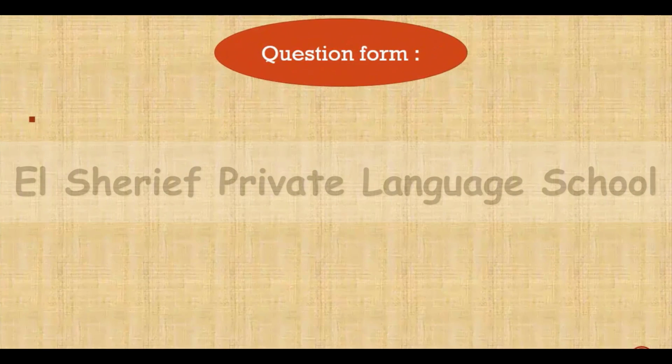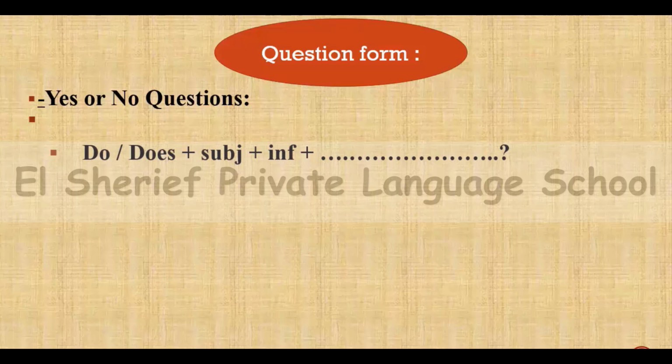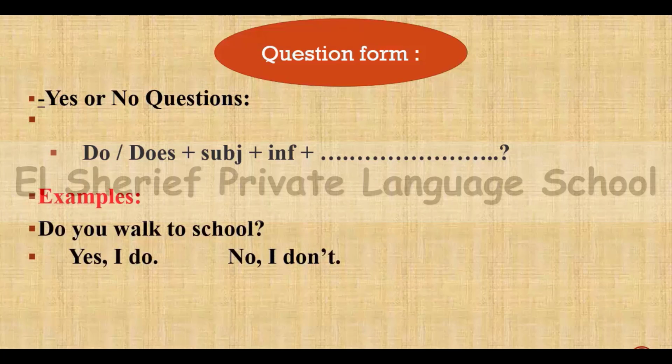And now number 4, yes or no questions. We start with do or does, followed by the subject, and then followed by the infinitive. For example, do you walk to school? The answer is yes, I do, or no, I don't.